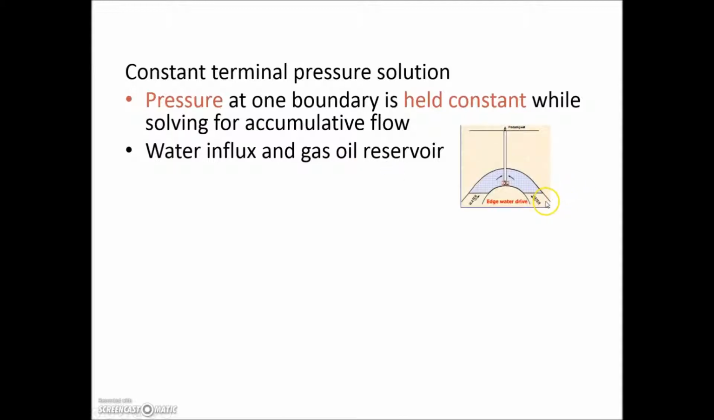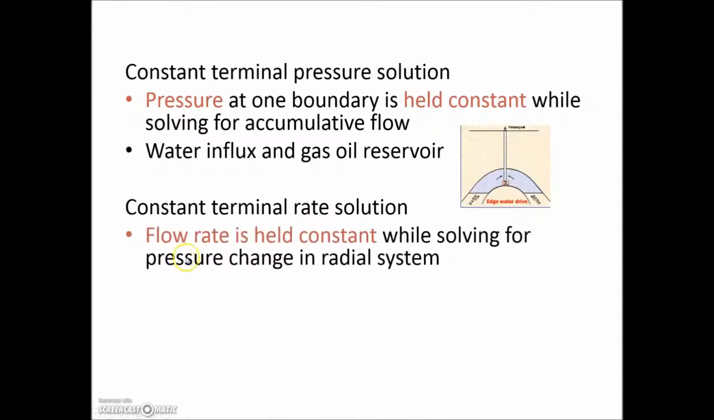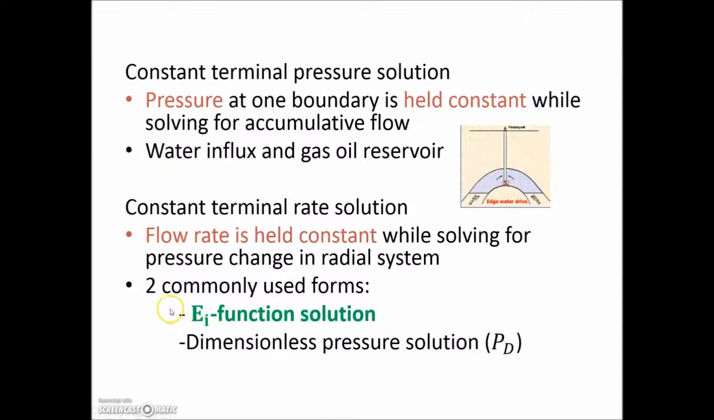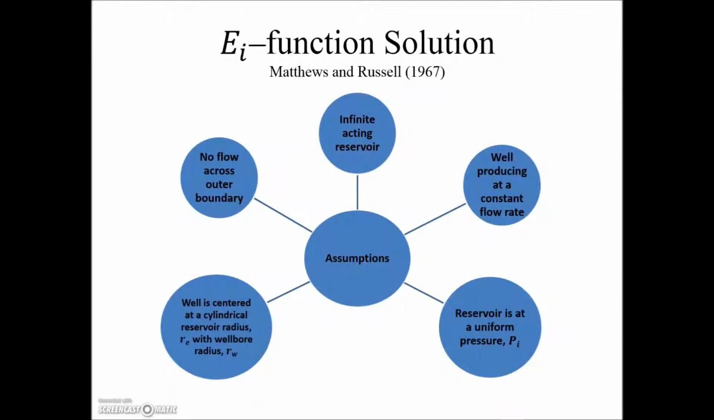This is the image of water influx. While for the CTR solution, the constant terminal rate solution, flow rate is held constant when solving for pressure change in a radial system. These solutions are commonly used in two forms. The first form is the Ei function solution, and the second form is the dimensionless pressure solution, which we call PD. For this video, we will be talking about the Ei function solution. Let's elaborate further on it.